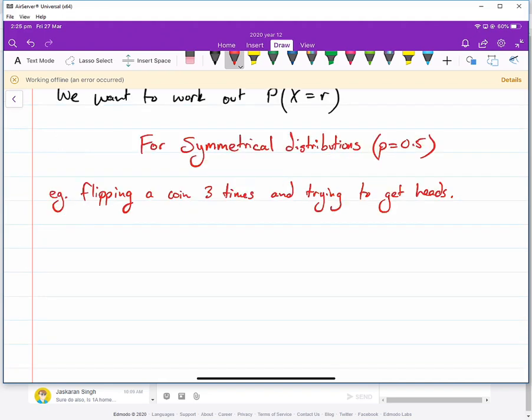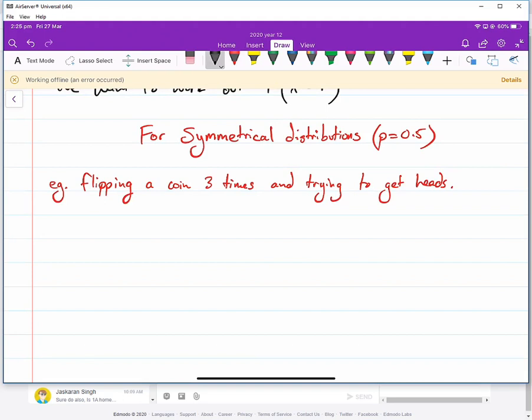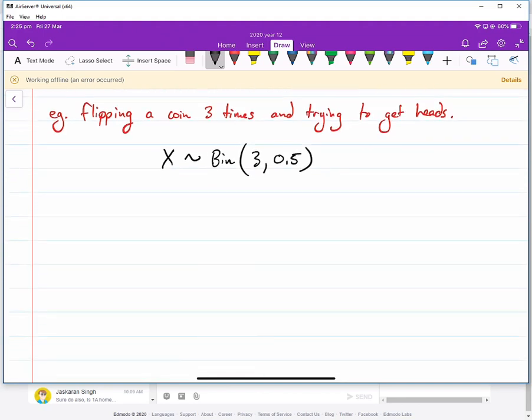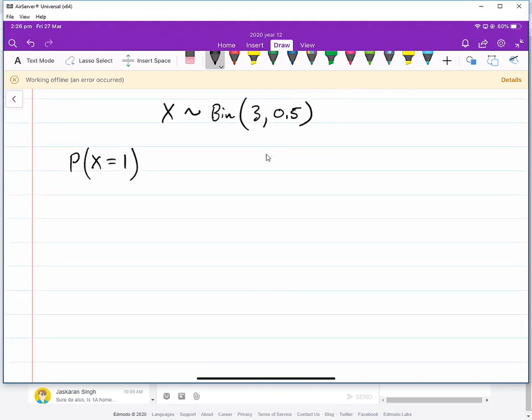So what we'll look at with this is we would say that X is going to be binomially distributed, N is 3, and the probability of success is 0.5. Okay? So let's try to find out, what is the probability that X is equal to 1? So it's saying, what's the probability that you get 1 head? And you could go through and work this out. And let's do this as a tree diagram first and see what we've got.